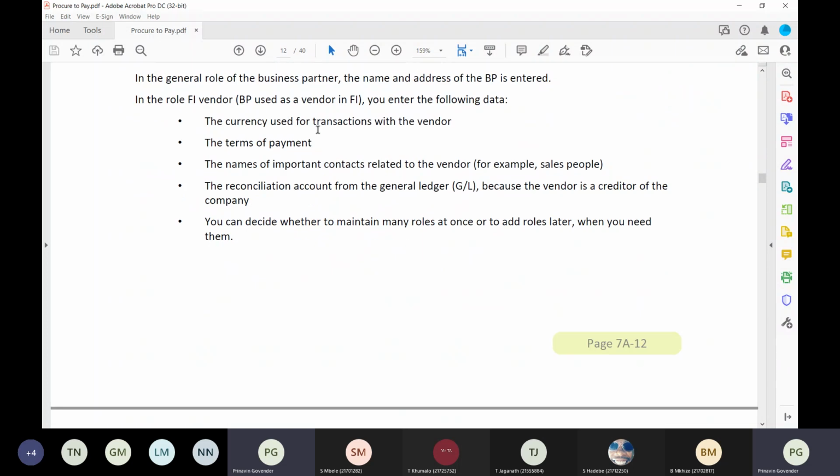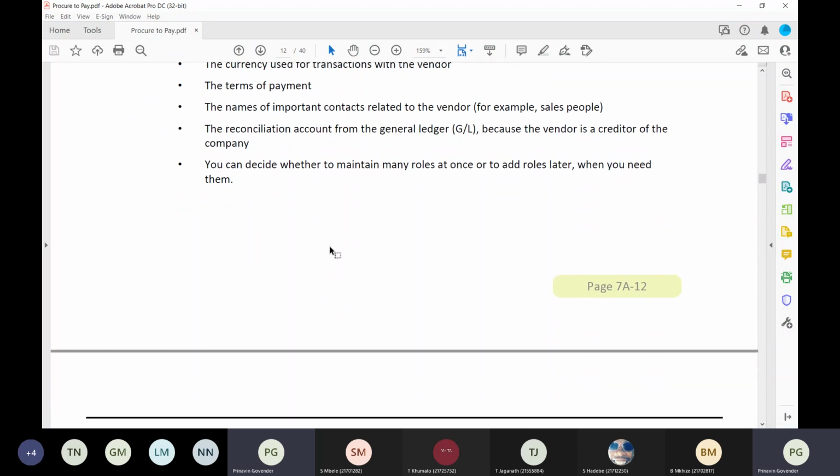All right. So we can answer these questions about the currency, the terms of the payment, the names of important contacts. And the next module or unit that we're going to be talking about is the accounting processes involved. And what I realized is that in order for me to ensure that you have a good grip of the accounting unit, you need to ensure that in this procure to pay unit, you understand all these concepts.